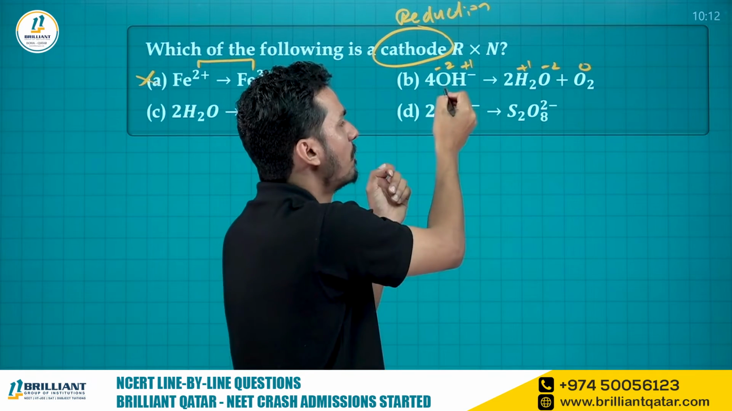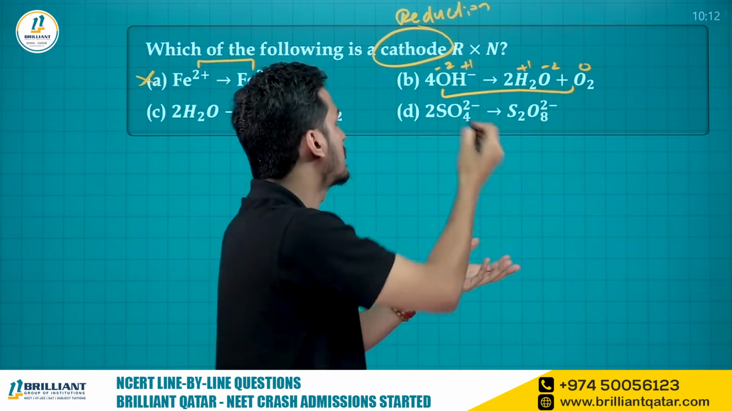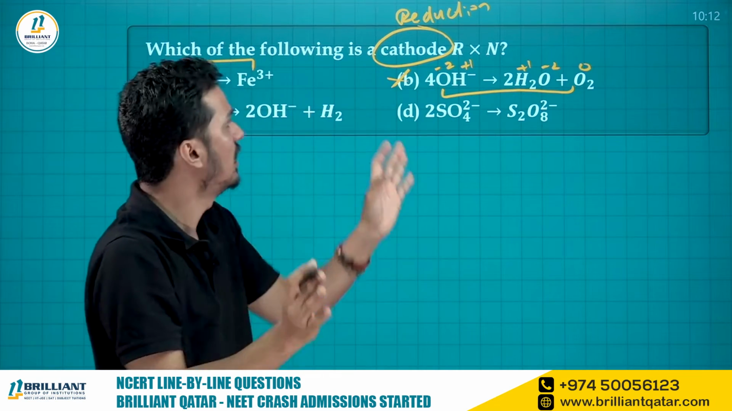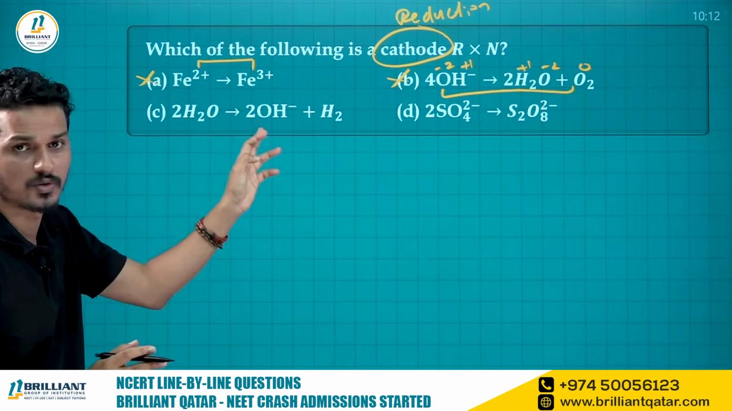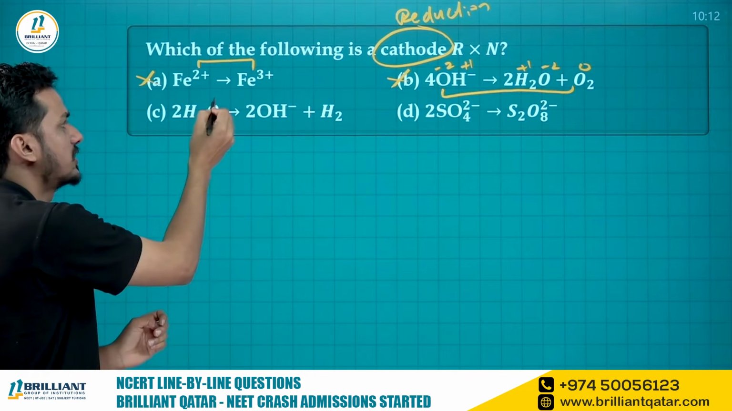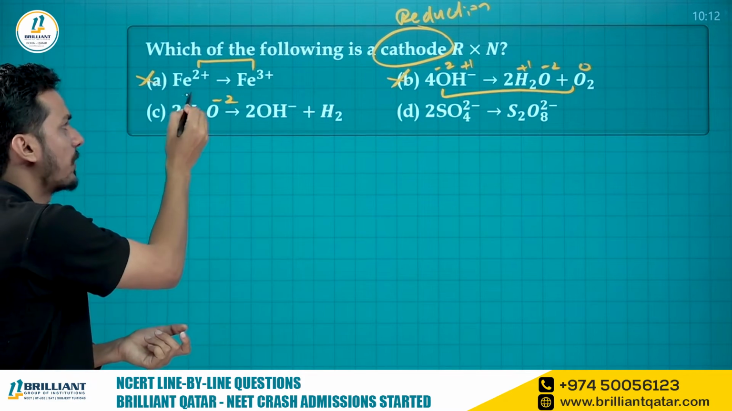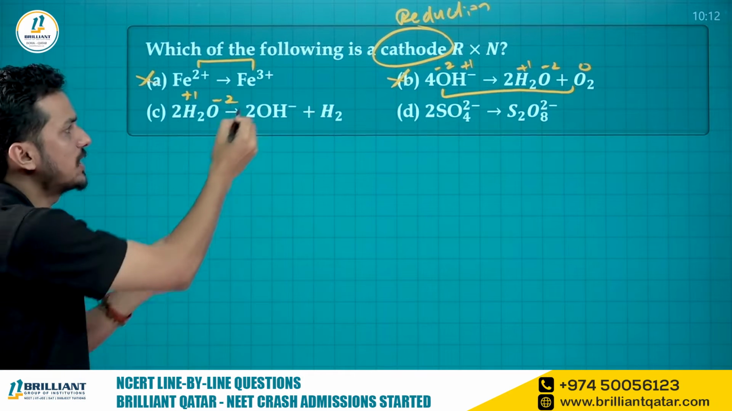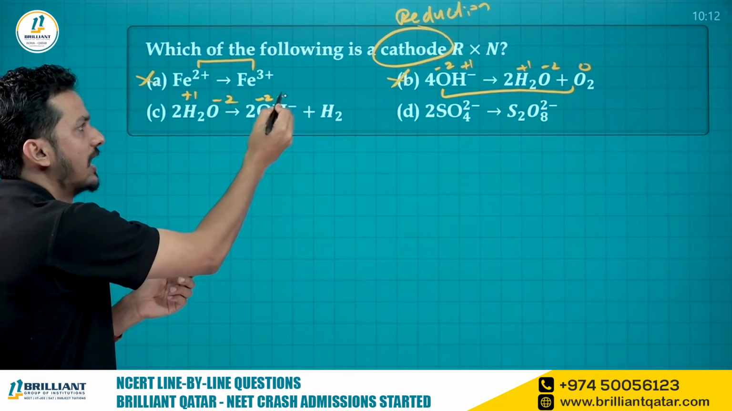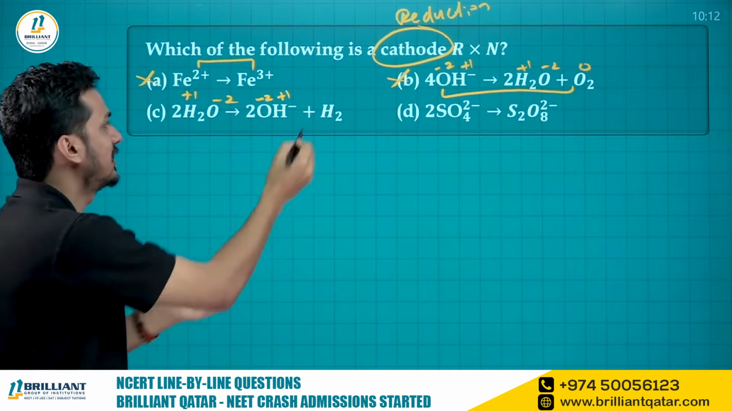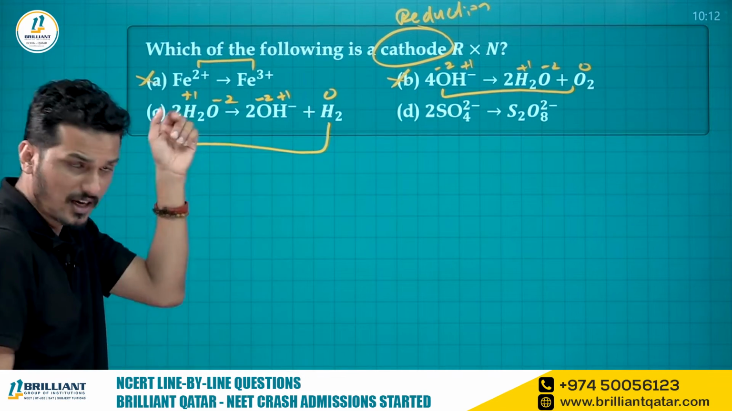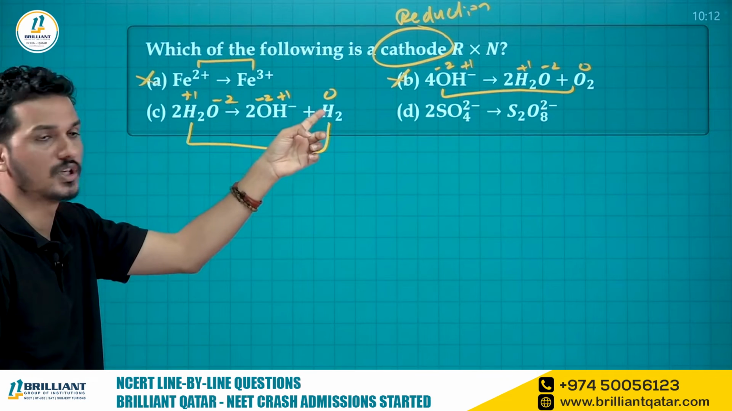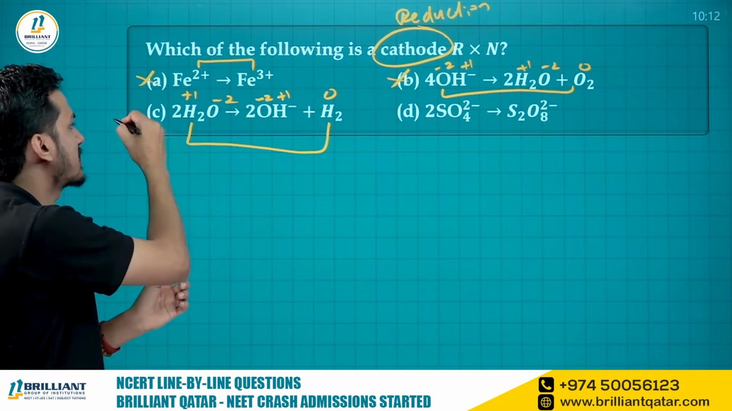So there also, minus 2 becomes 0. There also oxidation is taking place. So not that one. We have to focus on reduction. What about this one? 2H2O gives 2OH minus plus H2. Oxygen is minus 2, hydrogen is plus 1. Here also in OH minus, oxygen is minus 2, hydrogen is plus 1. But here the hydrogen is 0. So what is happening? Hydrogen is reduced, its oxidation state goes from plus 1 to 0. So automatically it is the reduction. So this is the answer.